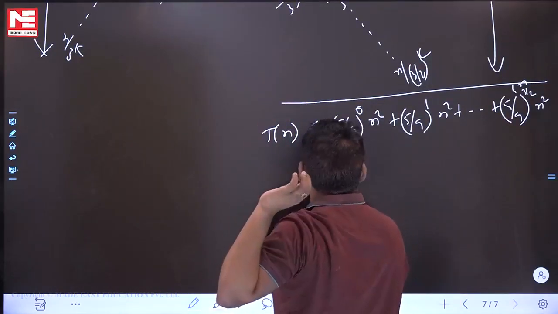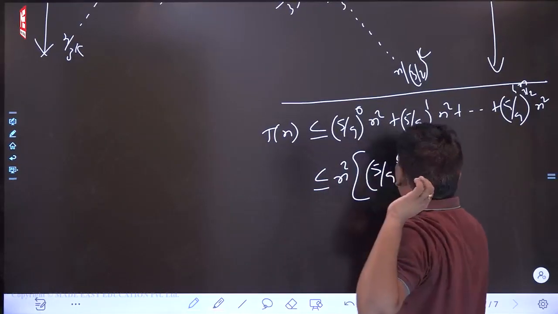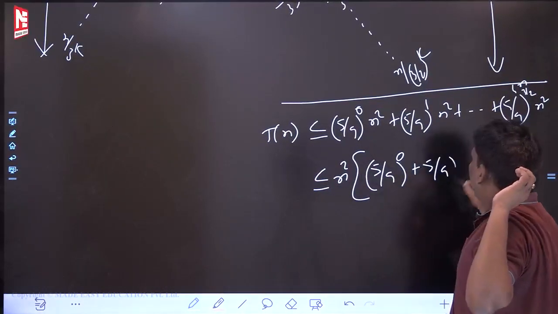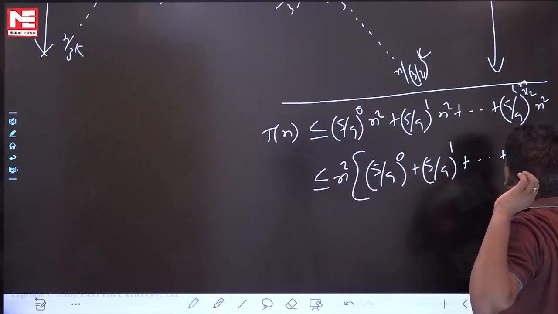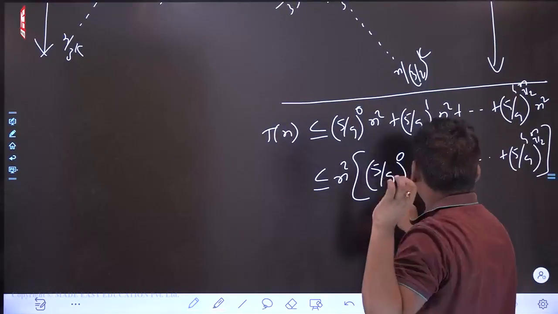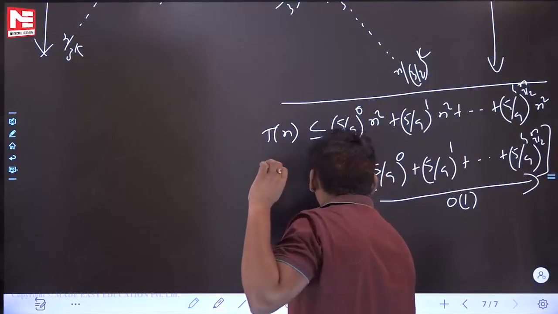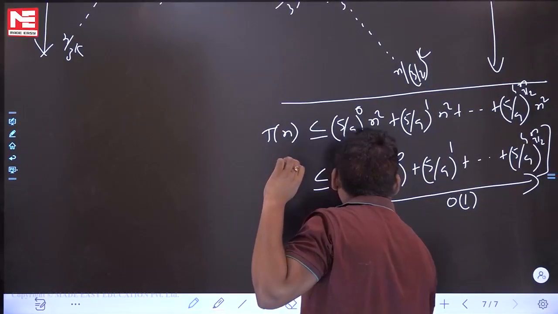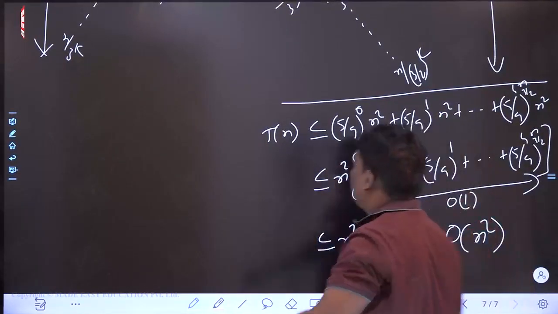Next one. Less than or equal to n squared common, right? (5/9) to the power 0, (5/9) to the power 1, and so on. Lastly, (5/9) to the power log n base 3/2. But everyone knows it is a GP series with R value less than 1. What is the answer? Constant. Less than or equal to n squared into constant. Finally, big O of n squared. The upper bound is big O of n squared.